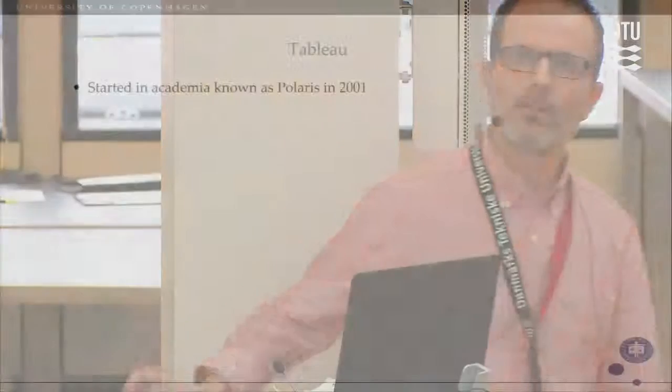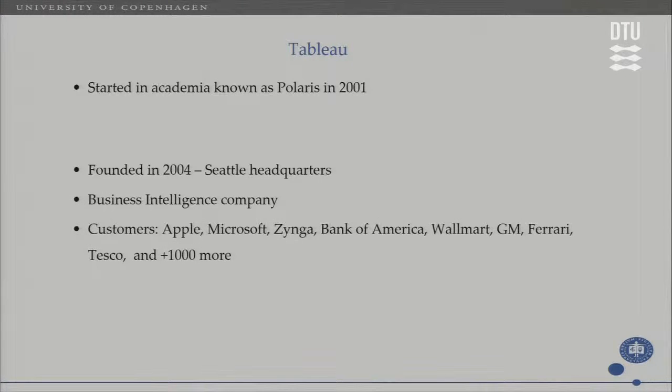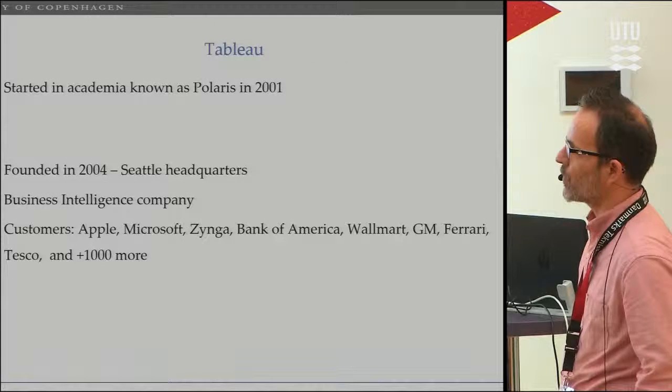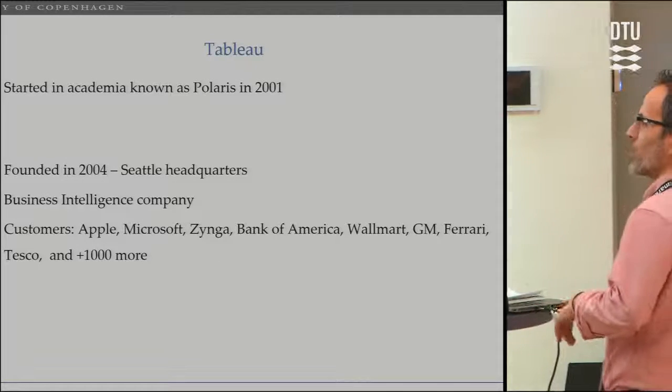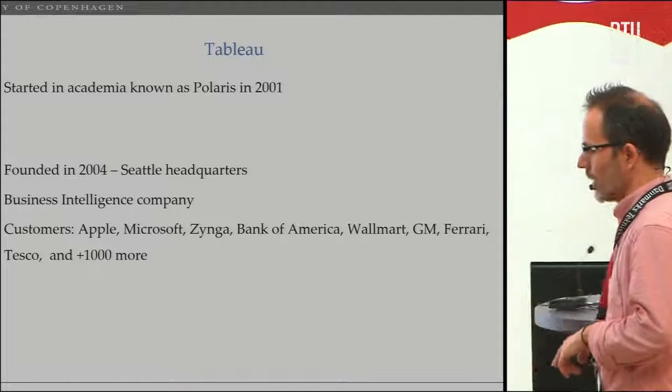So, a few things about Tableau. It started in academia, actually, in 2001, known as Polaris. It was a PhD student named Chris Stolte and his supervisor, who were working at the time on a project about visualizing multidimensional relational databases. So they came up with a query language that was called, at the time, VizQL. This query language was the base of the Polaris system, and later on of Tableau as well.